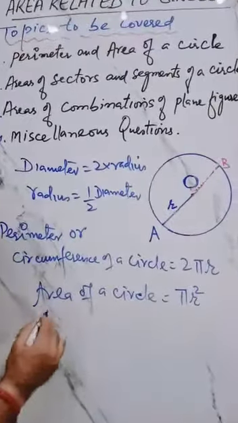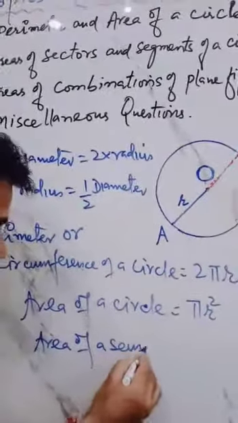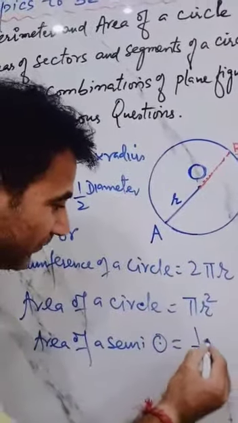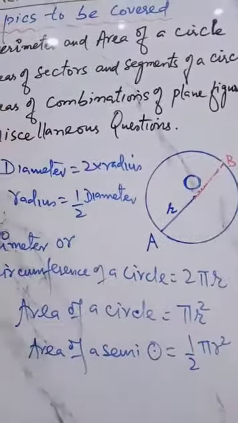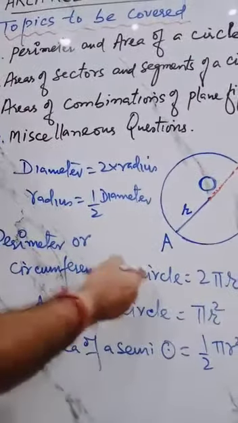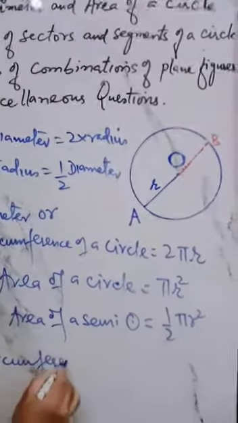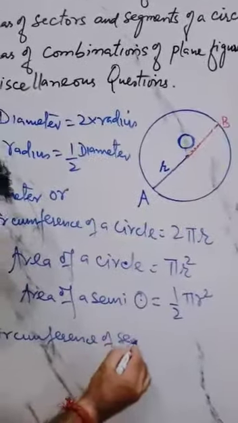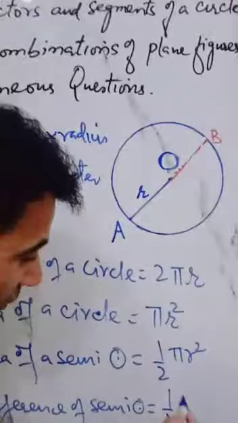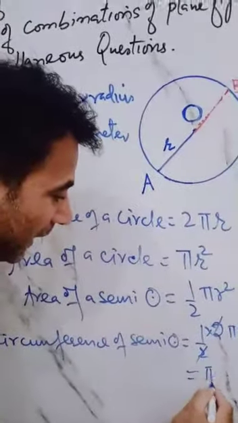So what is the area of a semicircle then? The area of a semicircle will be half of pi r square. And what is the circumference of a semicircle? That is half of 2 pi r, which will be equal to only pi r.